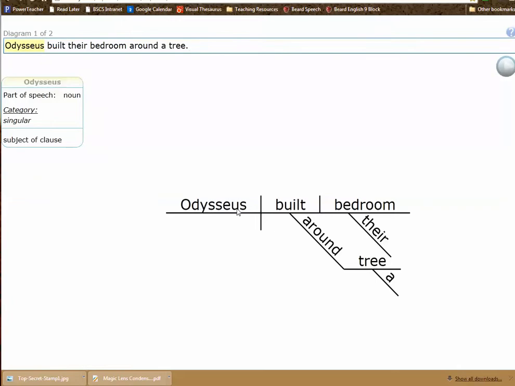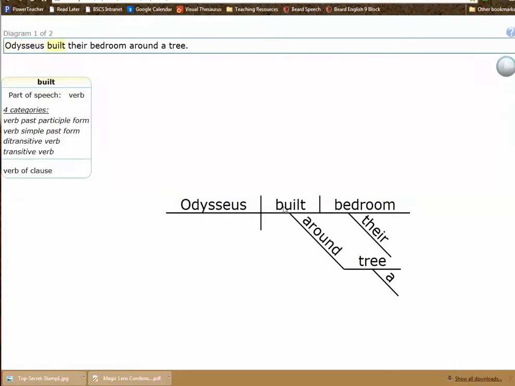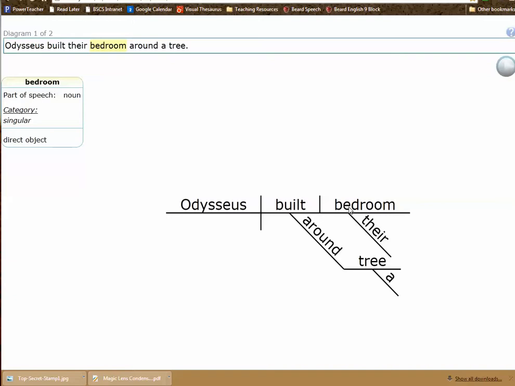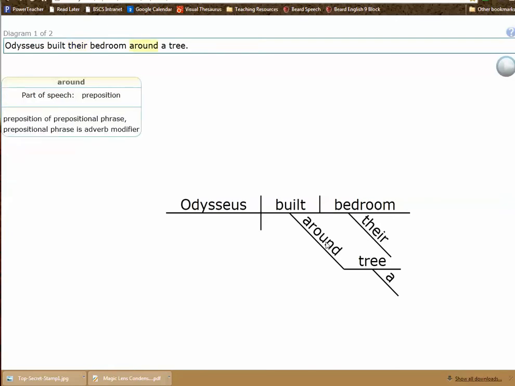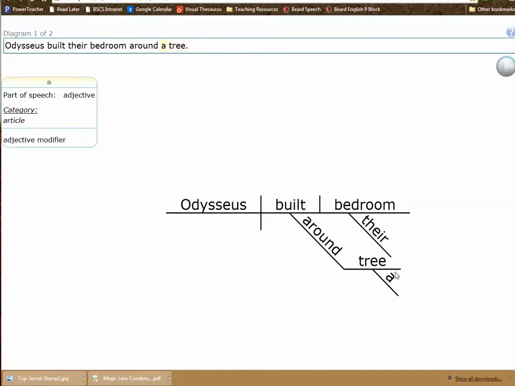So this is our subject, built, again, an action verb phrase. Bedroom is the thing receiving that, a direct object. There is a possessive case pronoun. It's an adjective modifier. Around is a preposition. Tree is the object of the preposition. And A is an article adjective modifying tree. So that's what the diagram looks like.